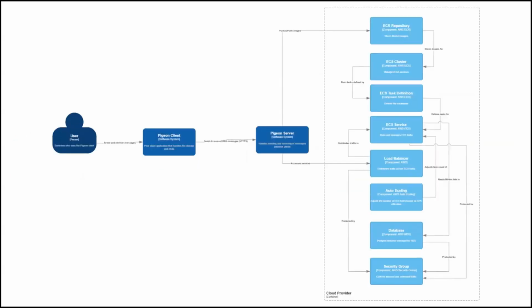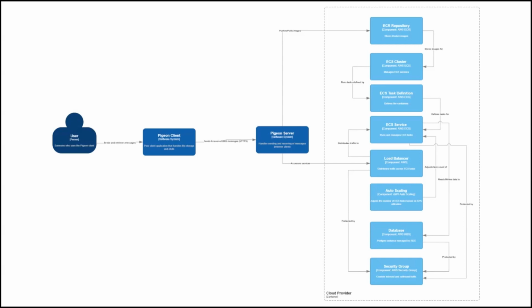Coming to the component diagram for the cloud provider, we have a very comprehensive list of components. As you can see, the Pigeon server pushes or pulls images from the ECR repository, which stores the Docker image. This stores the image in the ECS cluster, which manages the ECS services. The ECS cluster then in turn runs all the tasks that are defined by the ECS task definition. And the ECS task definition defines all the tasks that are being run in the ECS service. So the ECS service is responsible for running and managing all the ECS tasks.